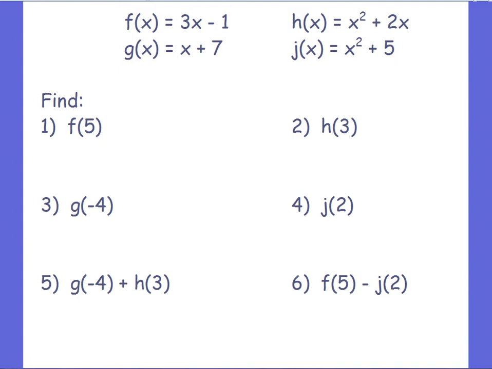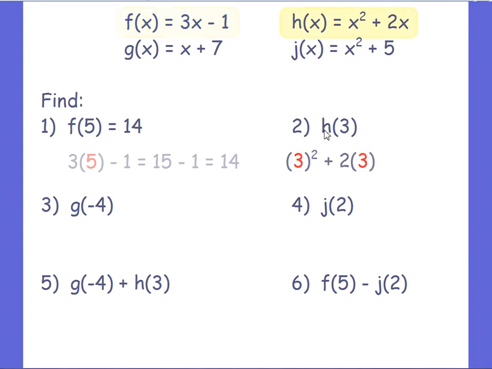So here we have some function evaluations to do. Number 1 says f of 5. I have 4 different functions up here, and only one of them is called function f. So this is asking us to take function f and substitute 5 in for x. That's going to look like 3 times 5 minus 1. And then of course we use order of operations to multiply it out. We get 15 minus 1, that equals 14. So I can say that f of 5 equals 14. I substitute 5 in for x and evaluate.